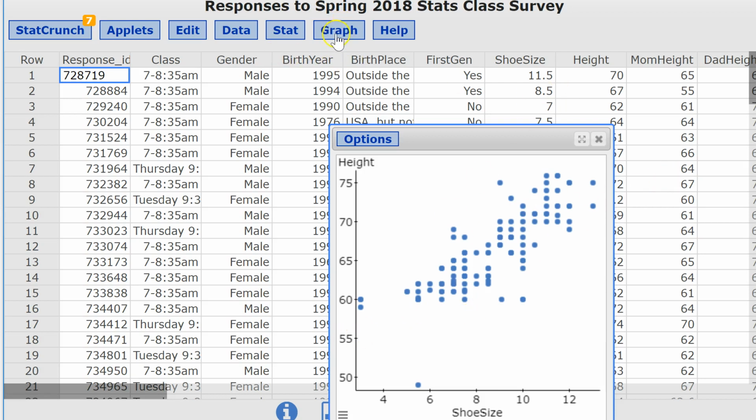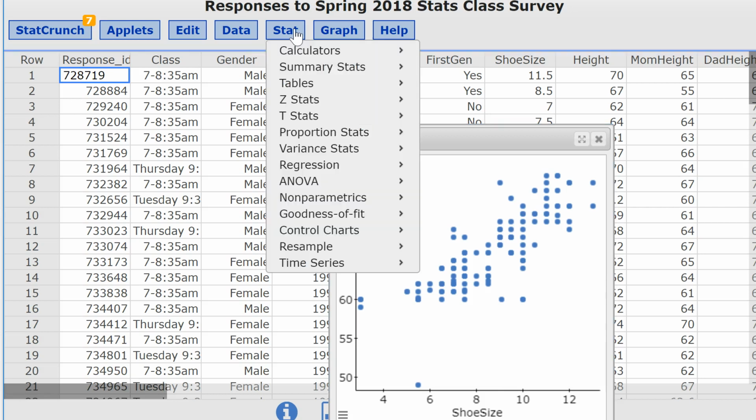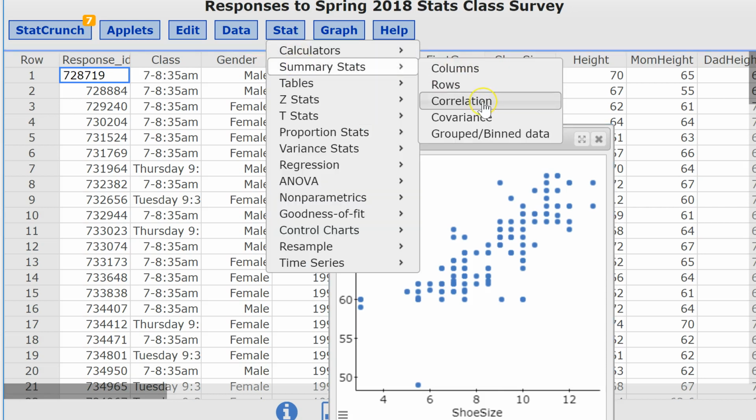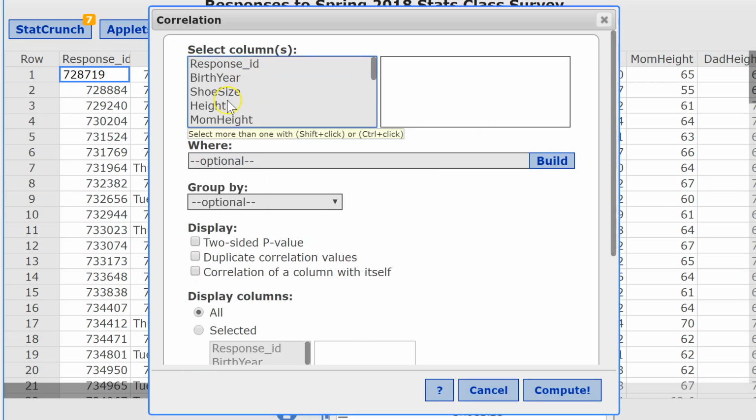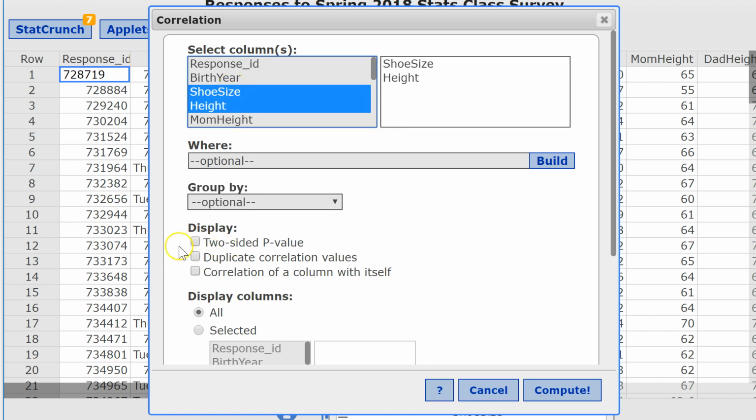So the next thing I could do is get a numeric measure of how strong exactly this is. If I wanted to do that, I'd go to Stat, Correlation. And I would say, let's look at shoe size versus height. Now here's the thing we didn't do before when we were in part 3. We didn't click this button for a two-sided p-value.